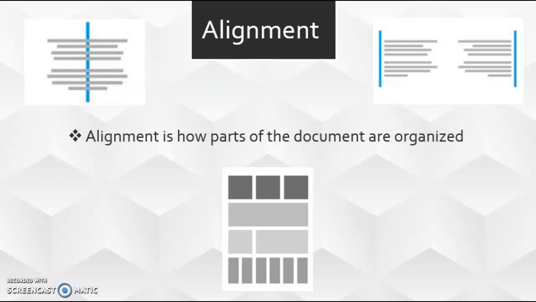Alignment is how parts of the document are organized. These parts can be aligned with an edge of the document or centered. Alignment adds a level of formality to a document, making it look organized and easy to understand rather than chaotic.